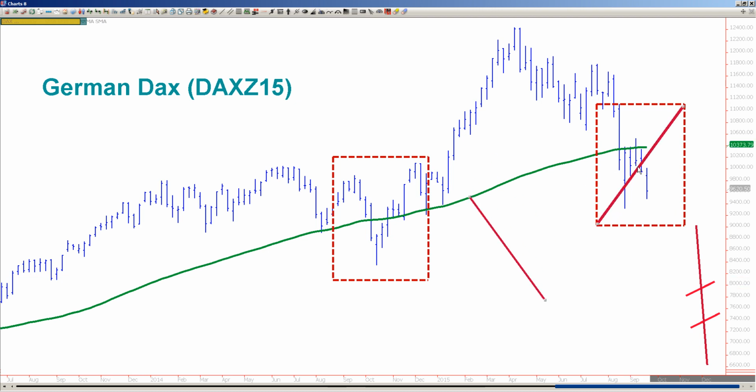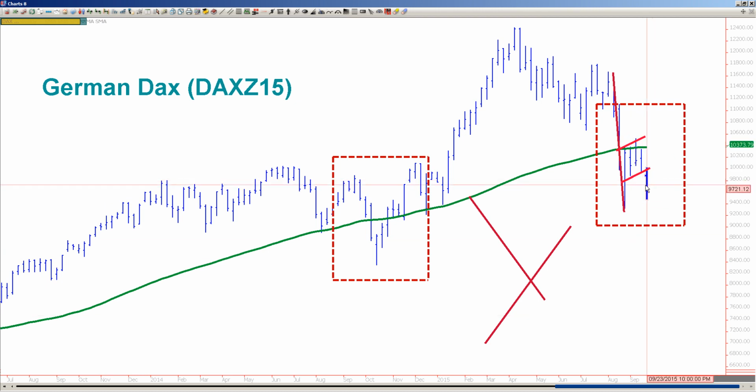Then we move over here, and what you recognize is same old, same old. Nice big pole on a flag, and here's the flag. Boom. And you're below the flag after bouncing off the average. So not the best sign in the world for the German market.